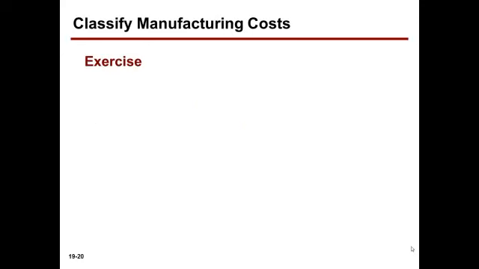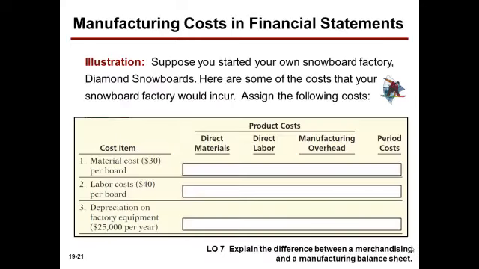Let's do an exercise on classifying manufacturing costs, our three elements. The illustration here is that we started our own snowboard factory, Diamond Snowboards. Here are some of the costs that our snowboard factory would incur. Let's assign these costs to either direct materials, direct labor, manufacturing overhead, or period costs outside the factory. In other words, not product costs. The first element, material costs. It costs us $30 per snowboard. What's the classification of that item? Direct materials. It's directly traceable to the finished product.